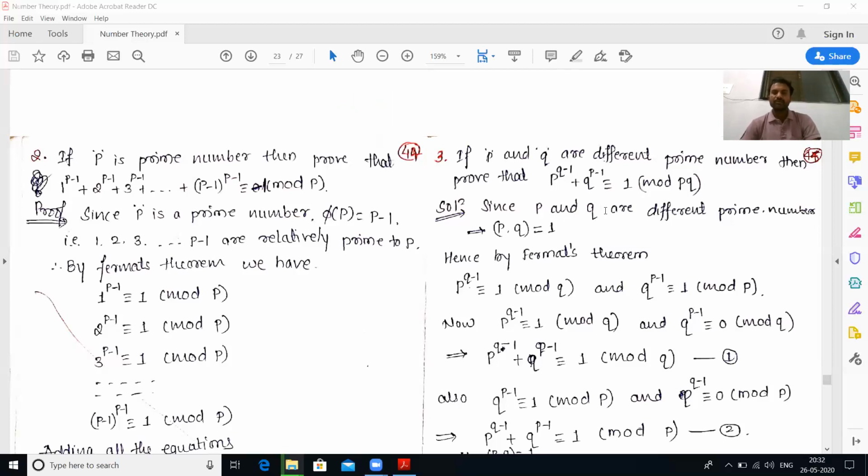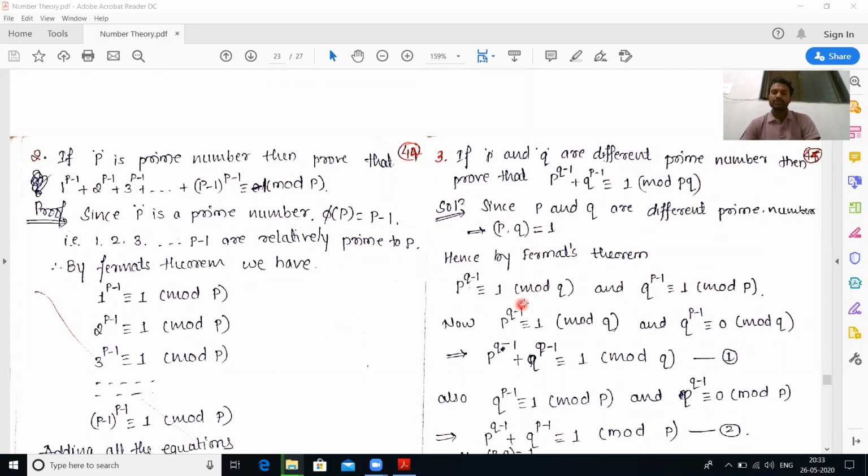Since p and q are different prime numbers, p and q must be relatively prime to each other. Therefore, by Fermat's theorem, p raised to q-1 is congruent to 1 mod q and q raised to p-1 is congruent to 1 mod p.